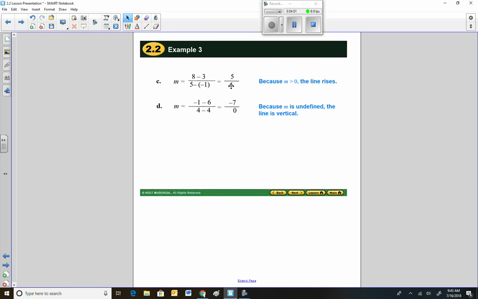Part C, plug in your numbers and you get 5/6, which means it's positive. So you're going to have a positive line and it's going to rise. And this is -7/0. You cannot divide by a 0. That is undefined. So it's going to be a vertical line going straight up and down.